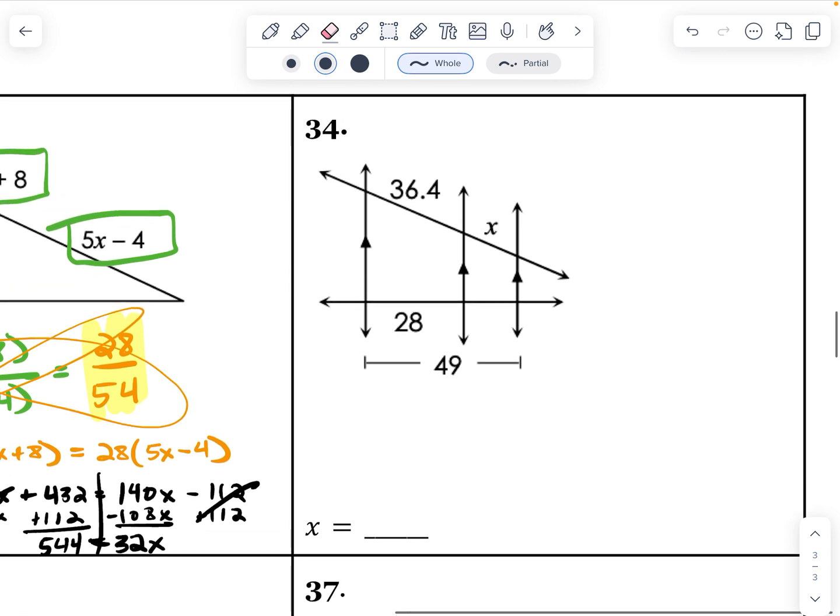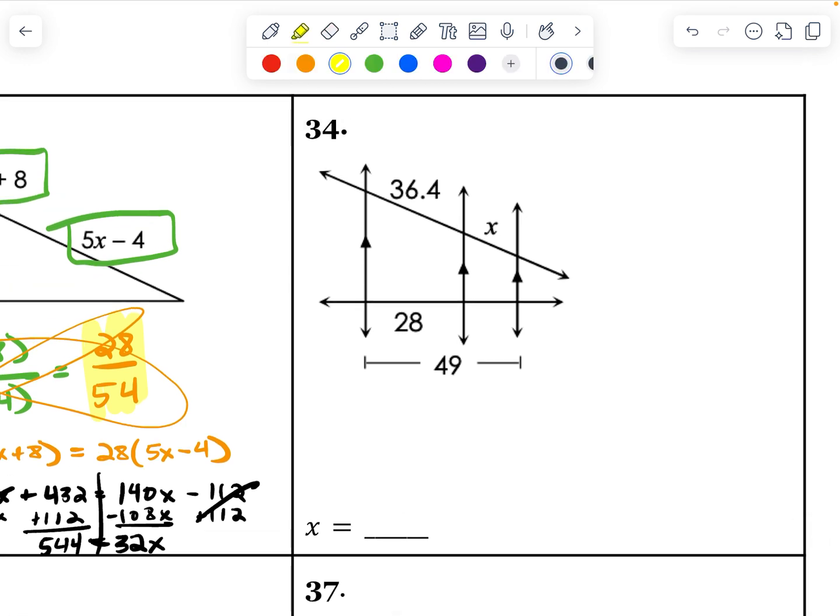That's okay. All right, yet again, let us find this missing piece right here so we can match it with the 28. So 49 minus 28 is 21. I'm going to get rid of my 49 here. And I'm going to set it up in a proportion with these two. Again, multiple ways to set this up. Yours might not look exactly like mine, but that is okay.